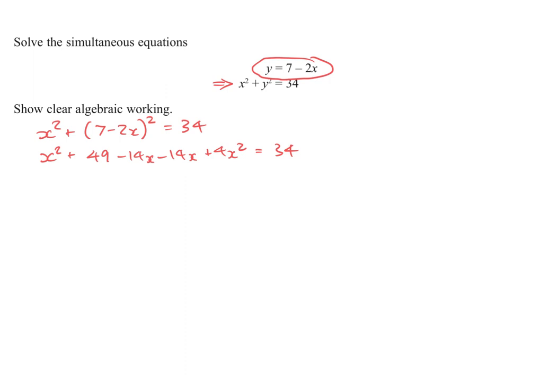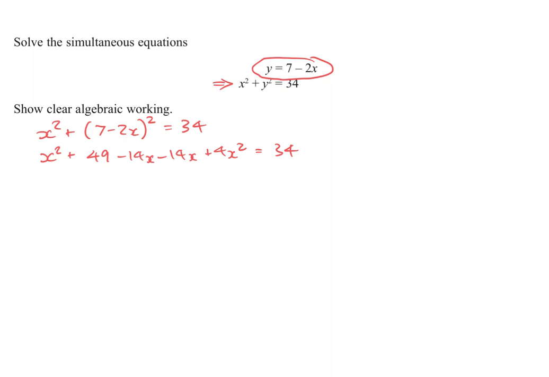So just to confirm that, we've multiplied 7 by itself to give us 49. 7 times minus 2x is minus 14x. Minus 2x times 7 is the same thing, minus 14x. And minus 2x squared is minus 2x times minus 2x. Minus times minus is a plus. So we get 4x squared. And that equals 34. Let's tidy that up.